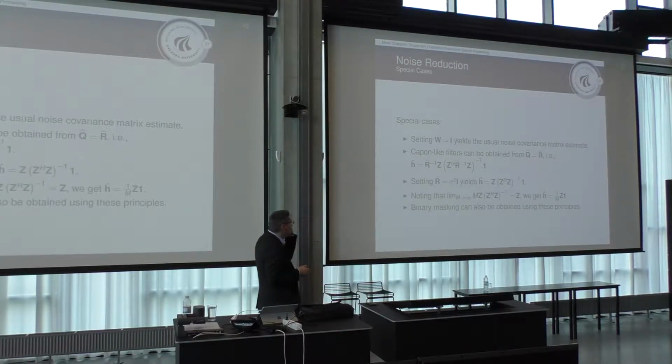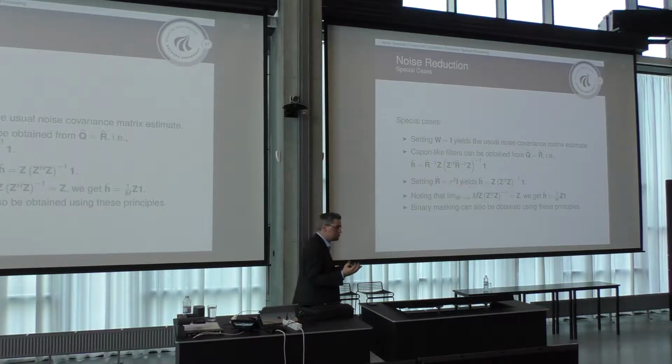Some interesting things here: in this noise covariance matrix estimate, if you set W equal to an identity matrix, then you get what you would call the usual noise covariance matrix model-based estimate. If instead of this Q here we use R, then we get what we call Capon-like filters, the filters I was using for finding fundamental frequency earlier. If we set it to a scaled identity matrix, so we assume that the noise is white, we end up with just the pseudo-inverse times a bunch of ones. So you can see that the filter we get there is closely related to least squares and projection, those sorts of things.